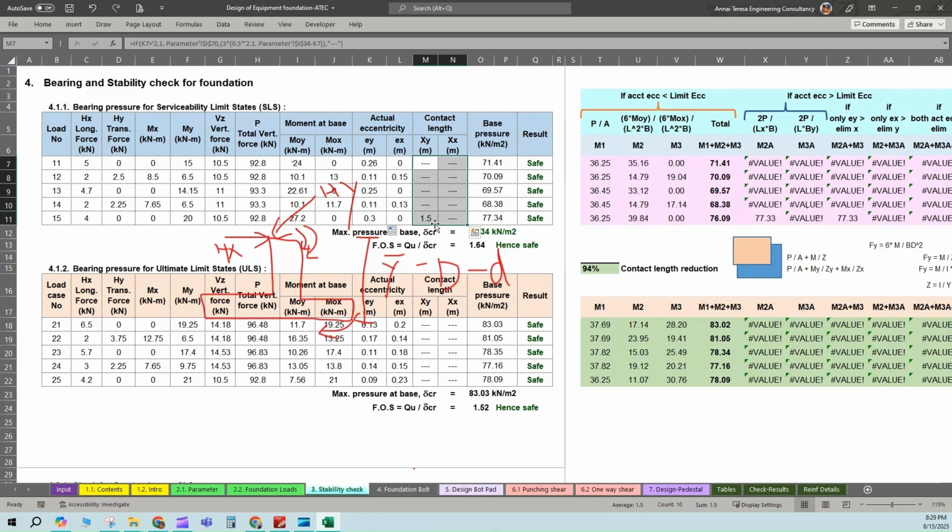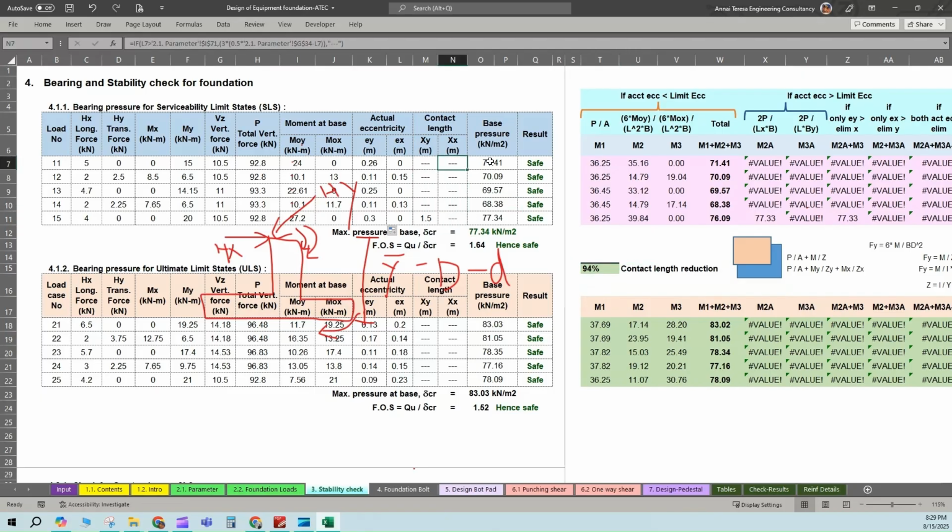In some cases there are also technical specifications from the customer mentioning that contact length should not be greater than 90% or something similar. We also need to check that. If it is 94% or even 80%, then we need not worry about the contact length, up to this limiting contact length reduction factor.